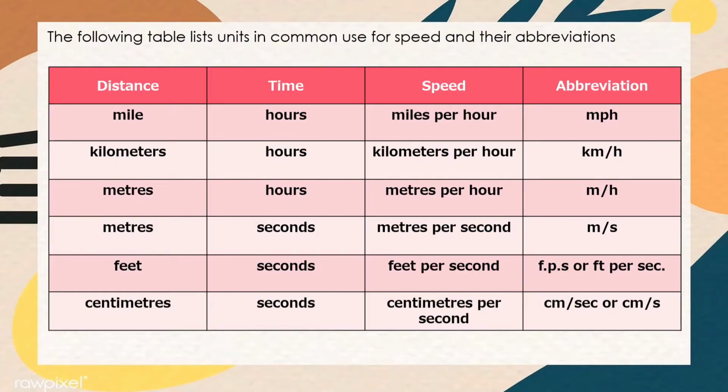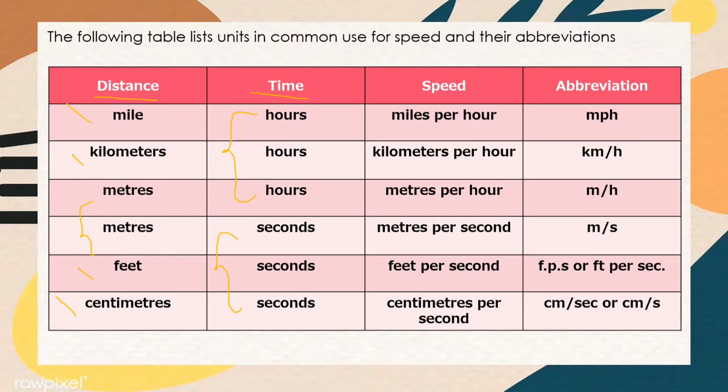The following table lists units in common use for speed and their abbreviations. To calculate the speed, we need to have the distance and time. So what are the units of measure for distance? We have miles, kilometers, meters, feet, and centimeters. How about time? The commonly used units of measure are hours and seconds.